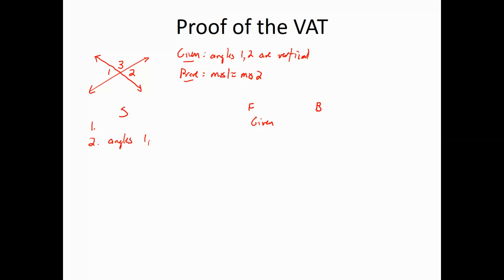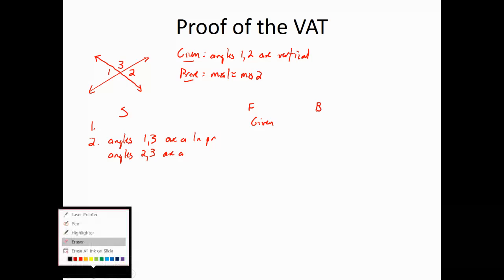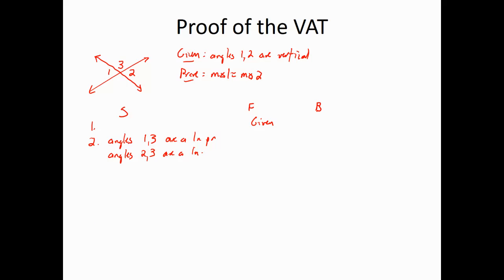So angles 1 and 3 are a linear pair. And I tell you what, I'm going to go ahead and write this on the same line. Angles 2 and 3 are a linear pair. And the reason that it's acceptable to do this is that both of these statements follow from the same prior statement by the same rule. They both follow from line number 1, the given, by the definition of linear pair. When you create two vertical angles, of course you create linear pairs. So by definition of linear pair, it follows that 1 and 3 are a linear pair, and that 2 and 3 are a linear pair.